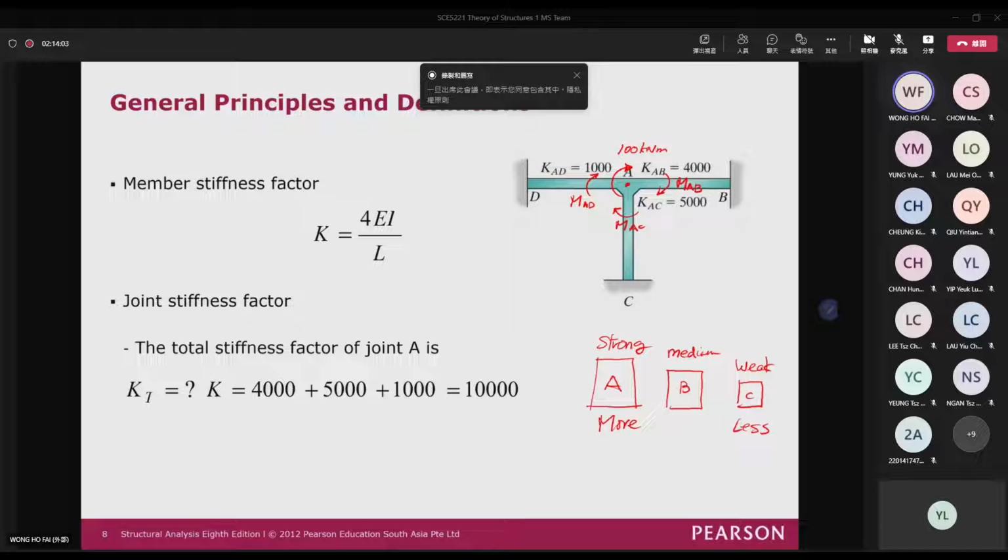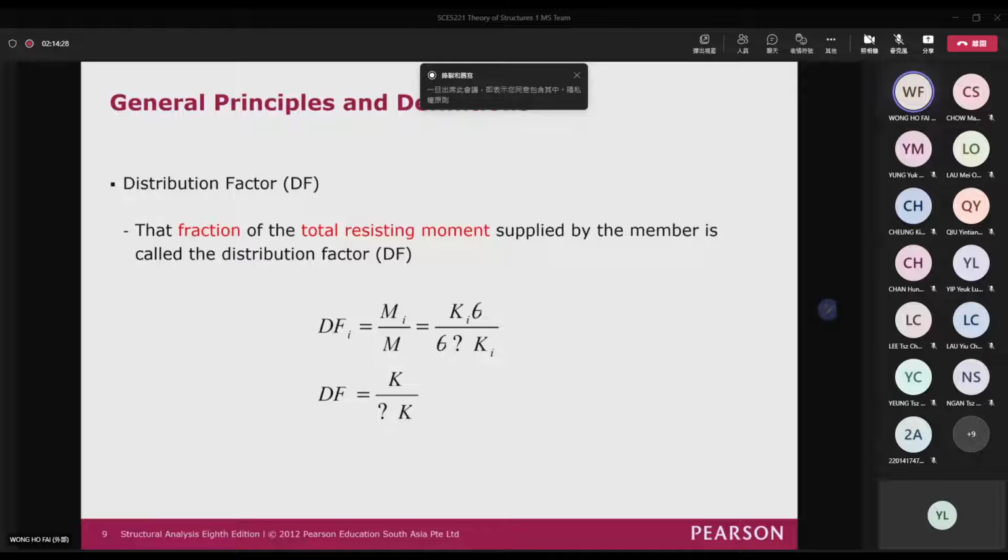So here, we can count on this so-called stiffness factor. Then in order to know which one is stronger, we will first of all consider the total stiffness of the 3 members. We just add all the members' stiffness together, and then we have the value of 10,000. And then we can know how much moment will be distributed by using the so-called distribution factor. You can see that we have k divided by the summation of k.